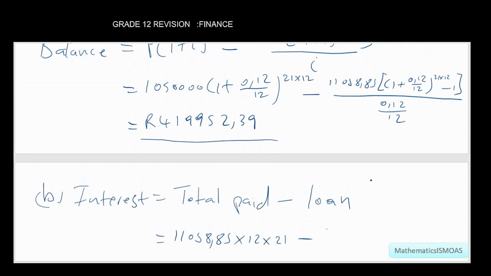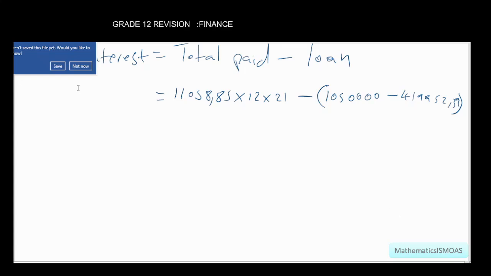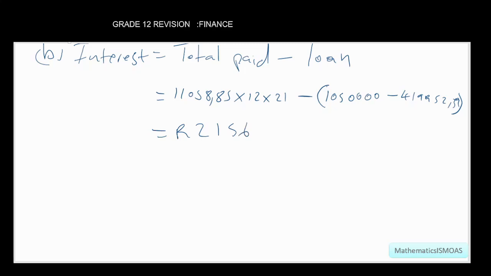Therefore, the loan after 21 years will be our loan for 25 years, 1,050,000, minus the balance after 21 years, 419,952.39. And then from there, we get the interest, which will be 2,156,782.59. Okay, that is question 8 of November 2021.